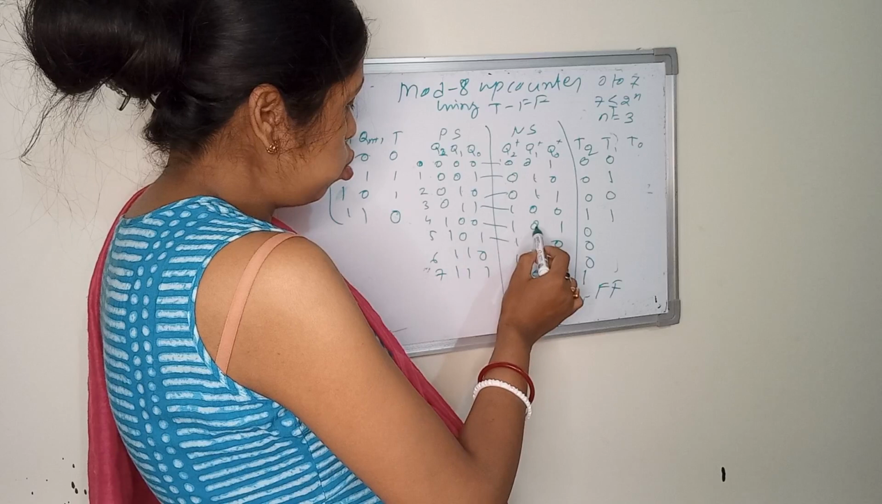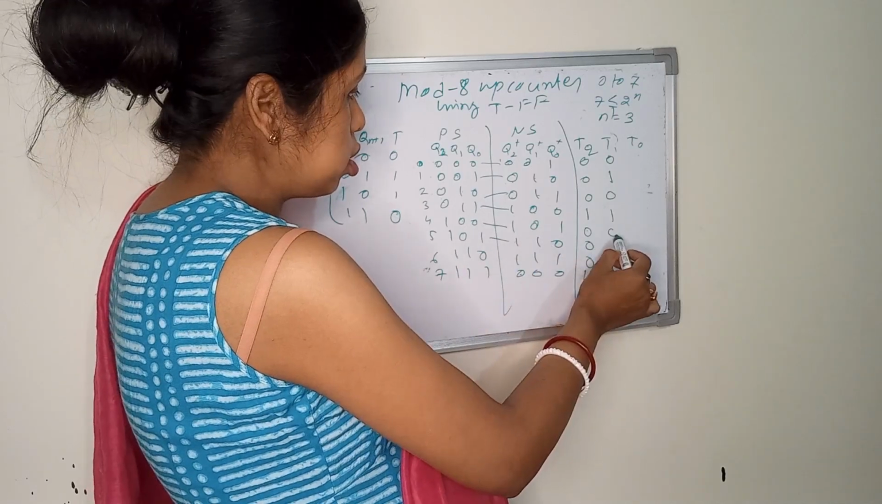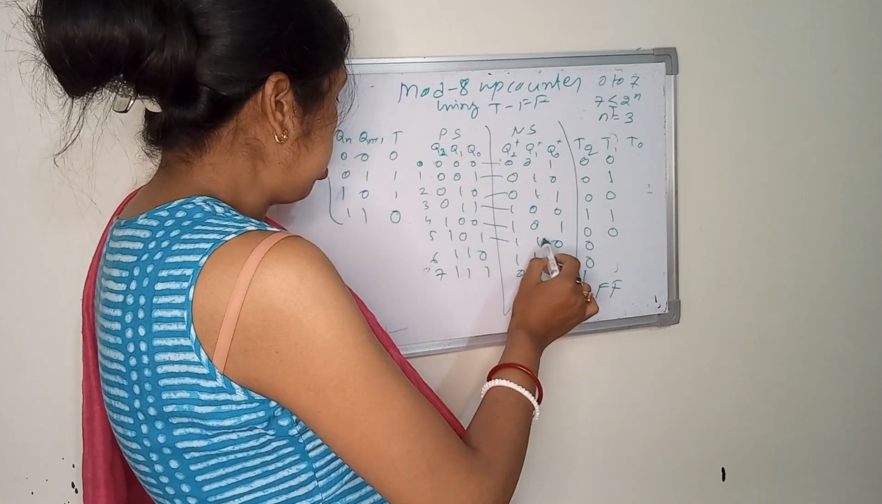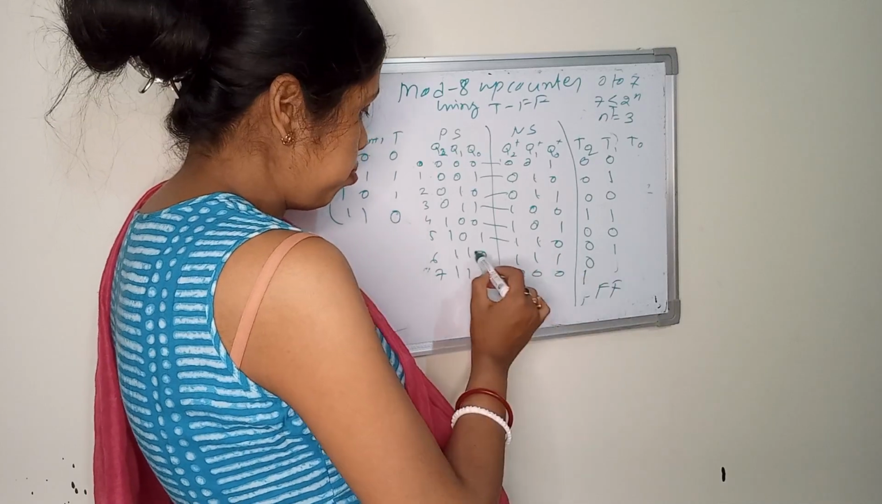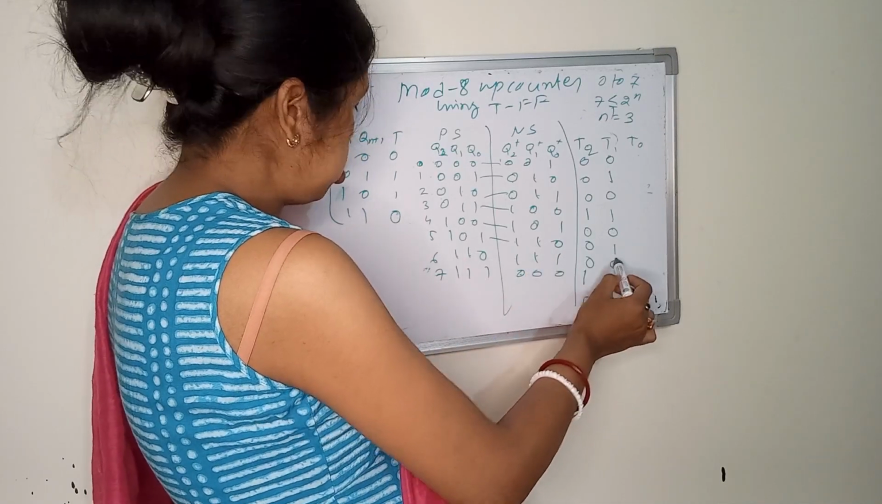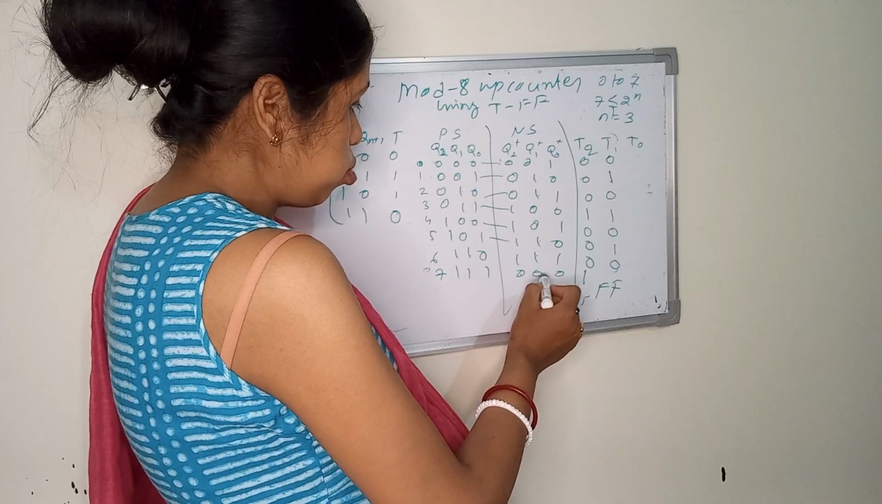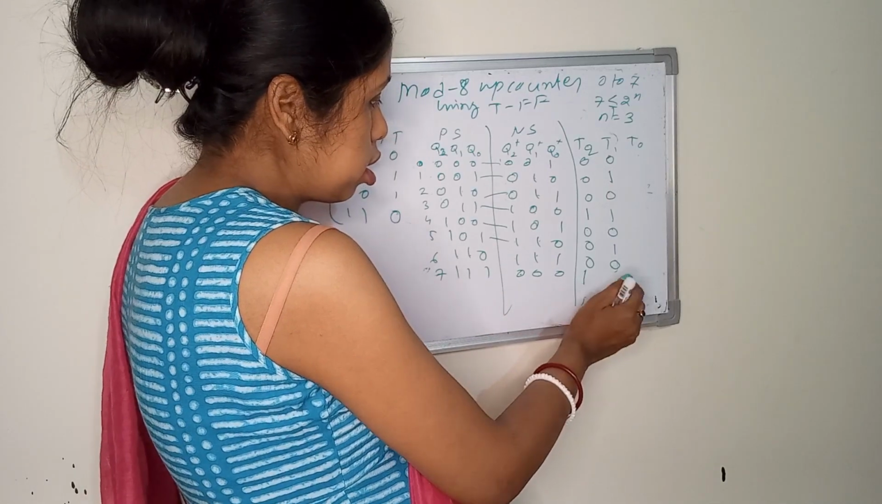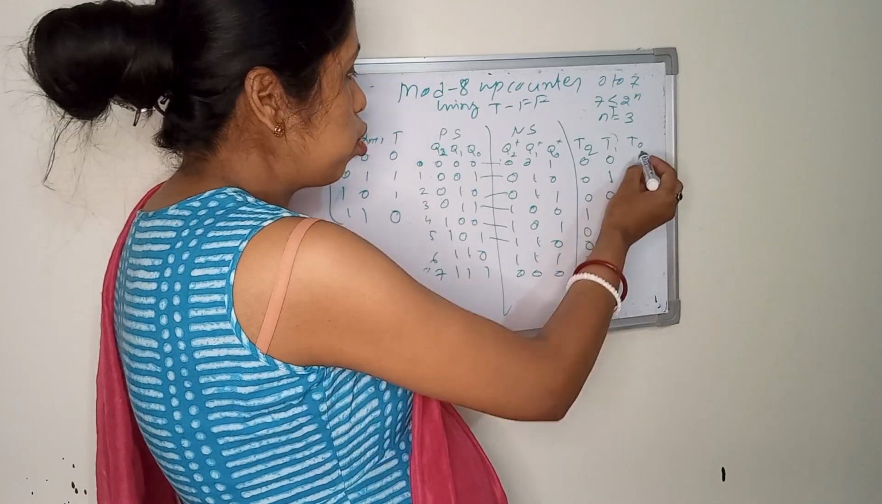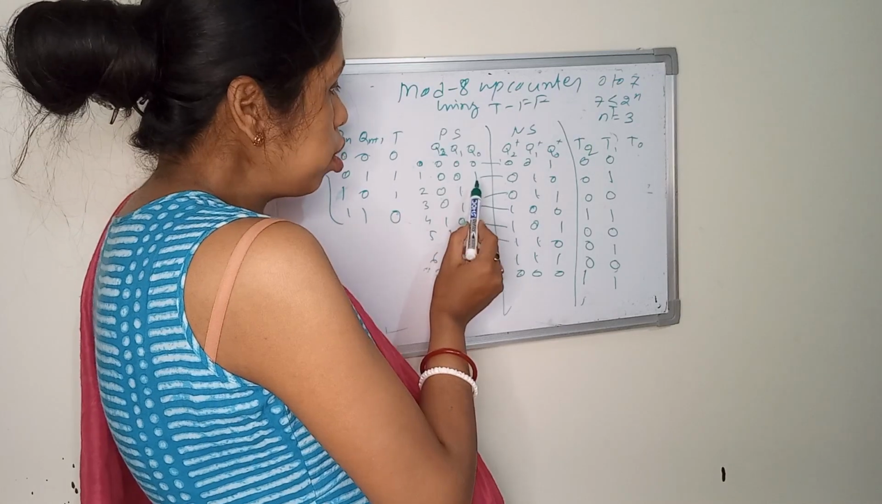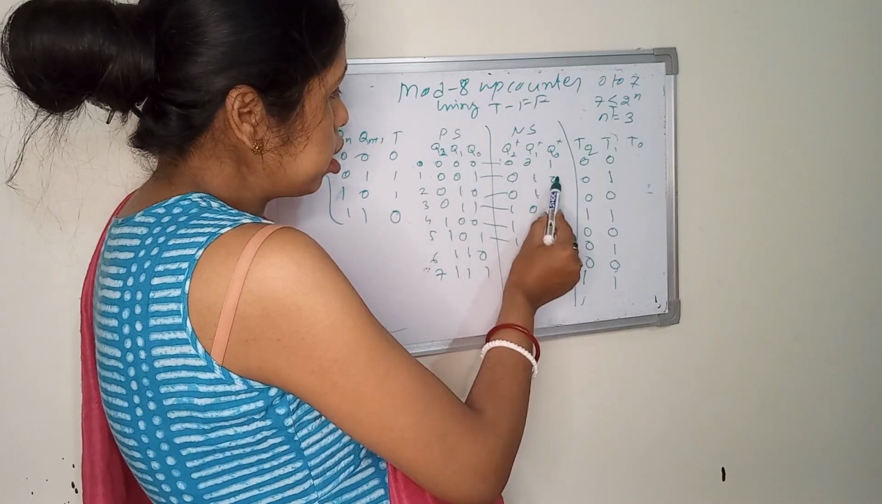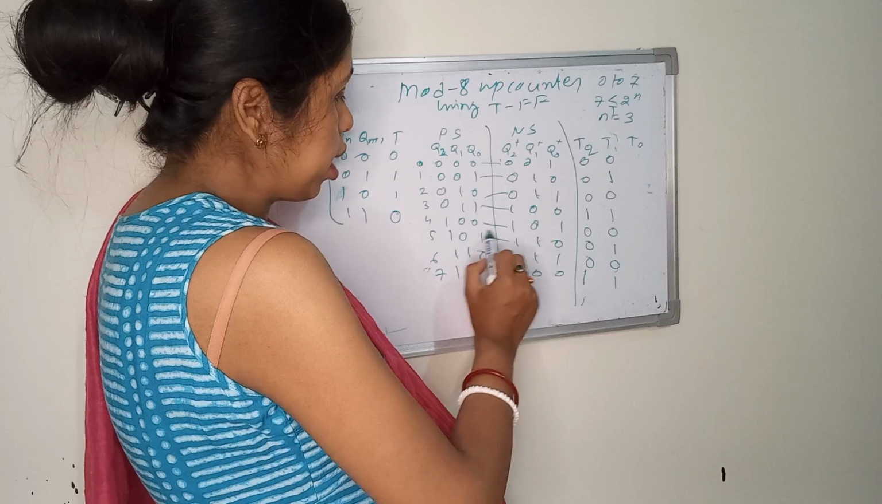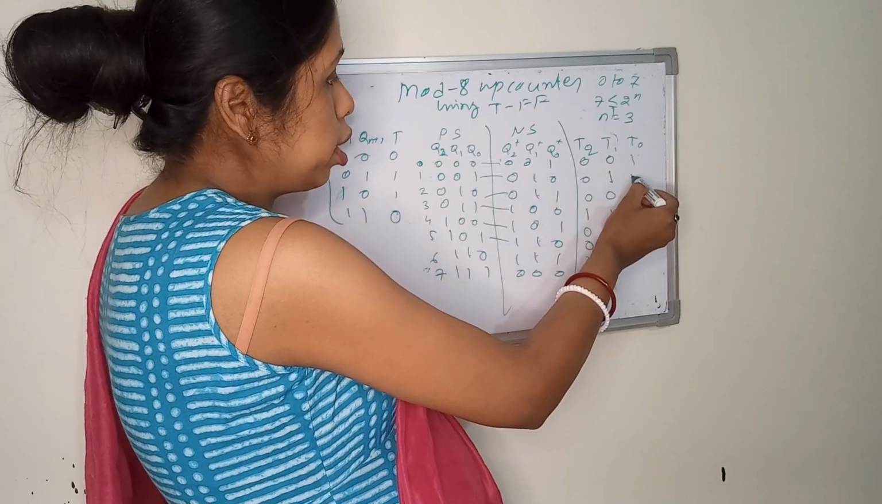Okay, then 0 0 0 0 means 0. 0 1 0 1 means 1. 1 1 1 1 means 0. 1 0 1 0 means again it is 1. Okay, for the last answer, T is not. T not, you can see 0 1 1 0 0 1 1 0 this way. So all will be 1.